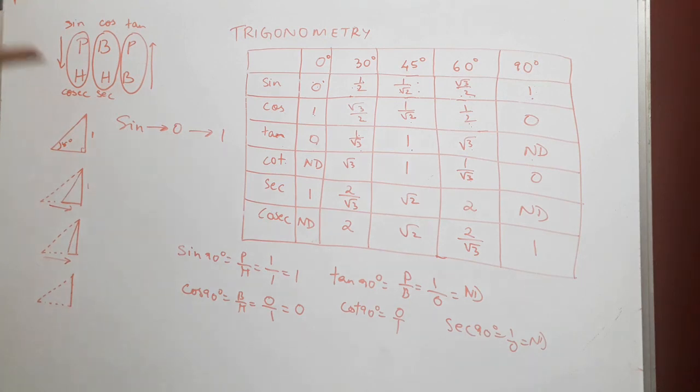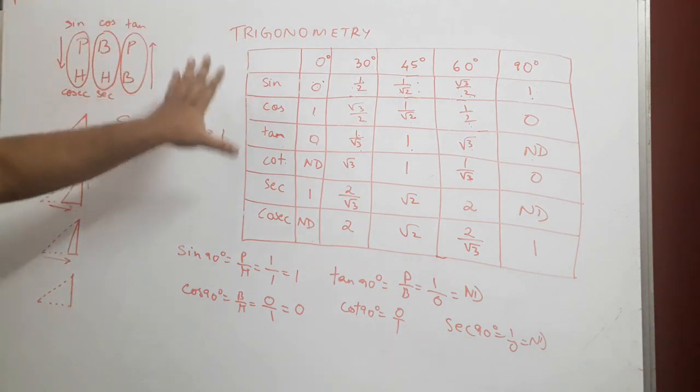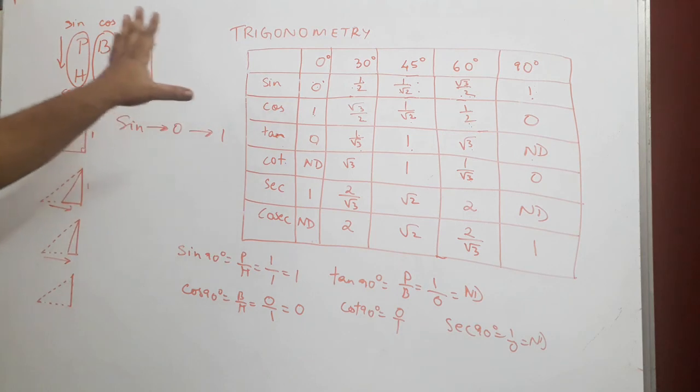Just remember Pandit Badri Prasad Har Har Bole. Remember the regular hexagon which we have been drawing. That should allow us to find the various relationships between trigonometric ratios, and remember how to get this particular table.